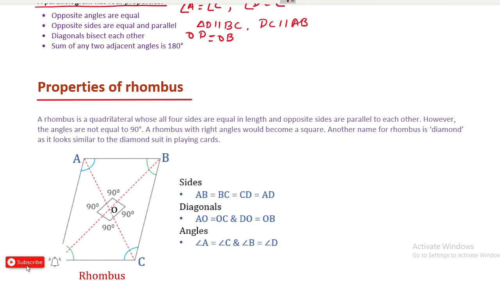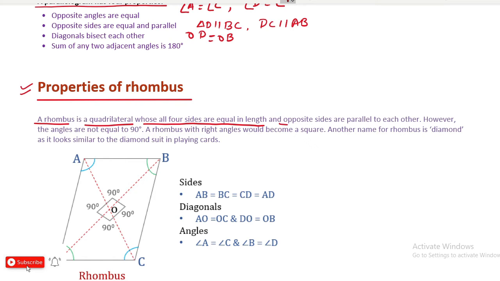Okay, here we discuss the rhombus. So at first we learn about the definition of rhombus. Here a rhombus is a quadrilateral. Okay, a rhombus is a type of quadrilateral whose all four sides are equal in length. Means in the rhombus all sides are equal to each other in length.